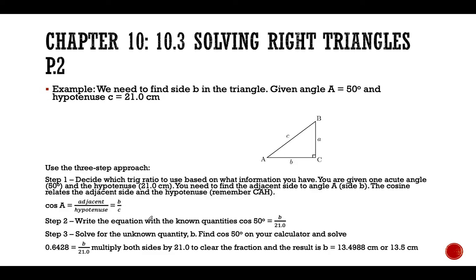Here's an example. We need to find side B in the triangle, given angle A equals 50 degrees and hypotenuse C equals 21 centimeters. We're going to use a 3-step approach. First, we're going to decide which trig ratio to use based on the information we have. We're given one of the acute angles, 50 degrees, and the hypotenuse, 21 centimeters. We need to find the adjacent side to angle A, which is side B.